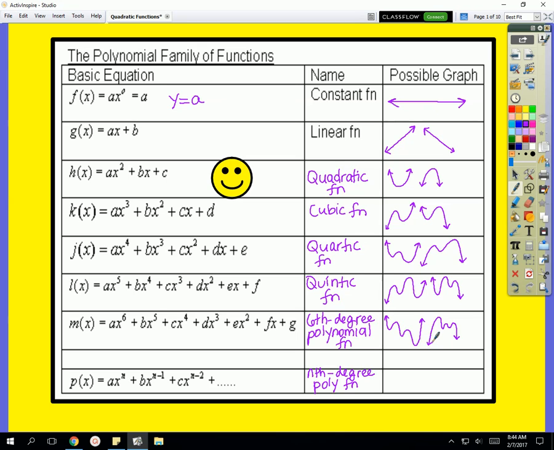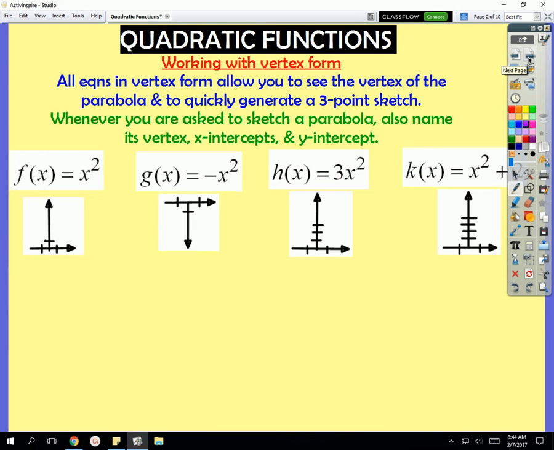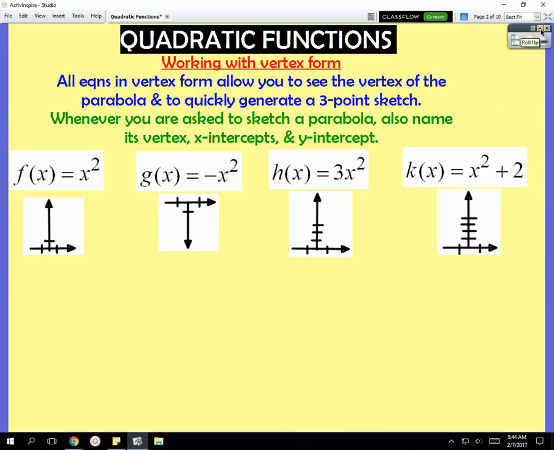Now I have the large smiley face by h of x because today's focus is a review on quadratic functions. So notice that all the functions I'm showing here are quadratic functions that are in vertex form. So I know how to graph these. I know that f of x is your most basic quadratic with a vertex at 0, 0, and a value of 1, so it's out 1, up 1. I know g of x is simply a vertical reflection, so instead of going out 1, up 1, I'm going to go out 1, down 1.